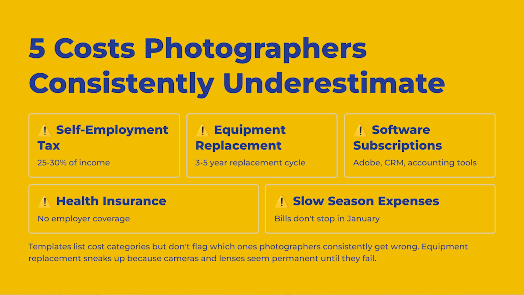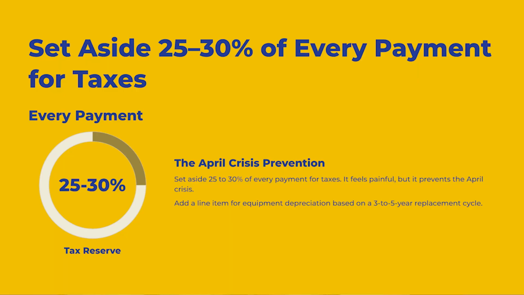Equipment replacement sneaks up because cameras and lenses seem permanent until they fail or become obsolete. Commonly underestimated costs include self-employment tax, equipment replacement, software subscriptions, health insurance, and slow season expenses. Set aside 25 to 30% of every payment for taxes. It feels painful, but it prevents the April crisis.